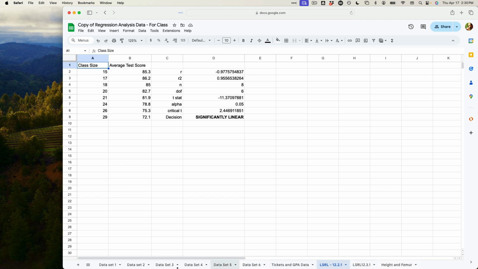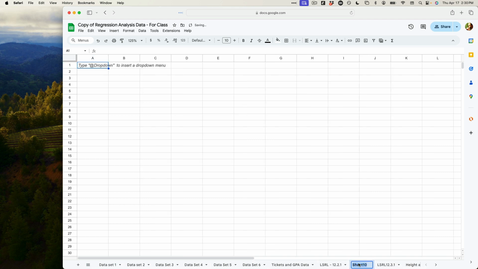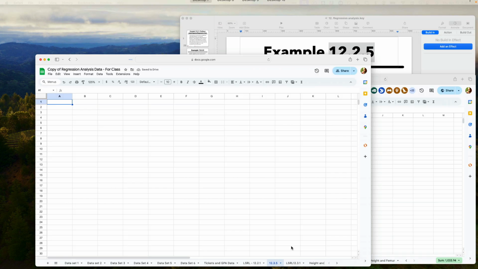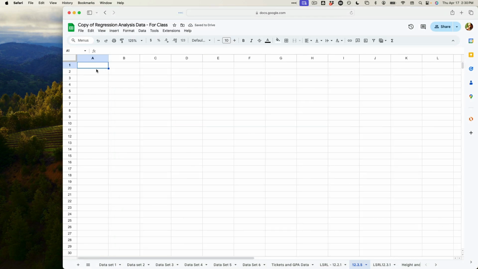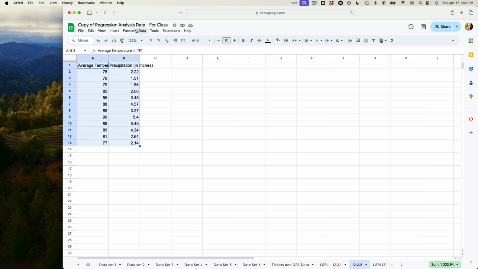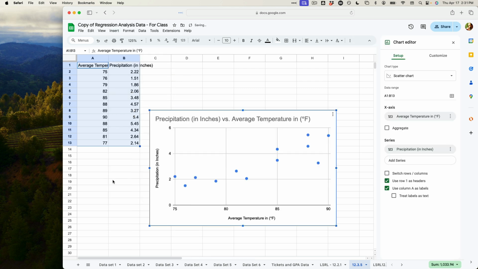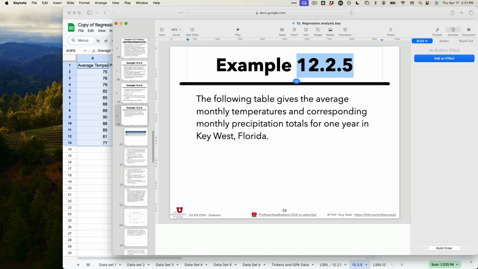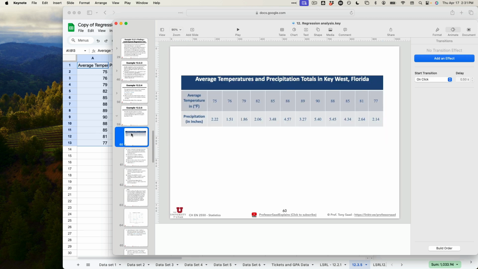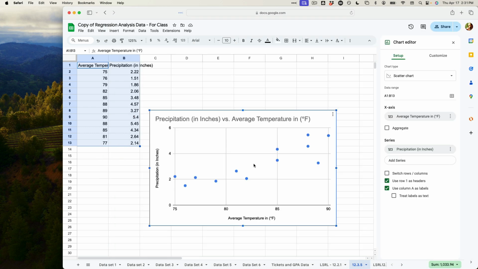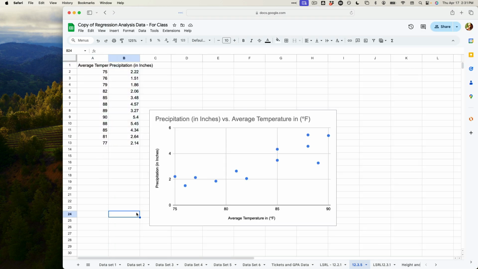All right, so I'm going to call this in my worksheet 12.3.5 or whatever that number was. I'm going to copy this data and paste it over here. The first thing that I want us to do is plot the data, and we're going to do insert chart. We're looking at precipitation versus average temperature. Precipitation total versus average temperature.